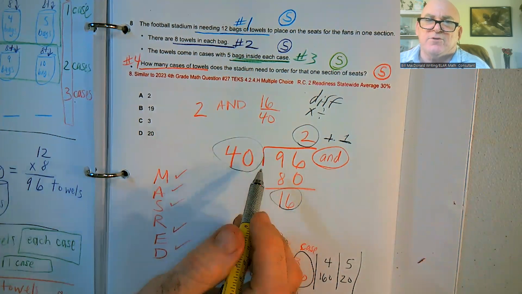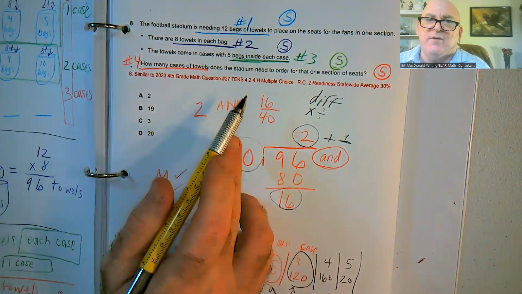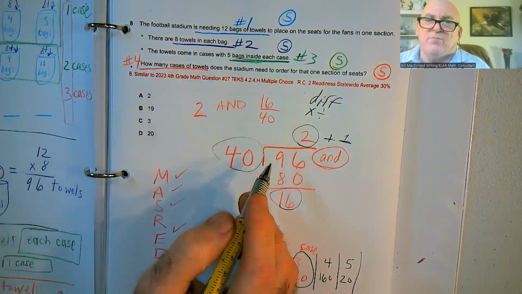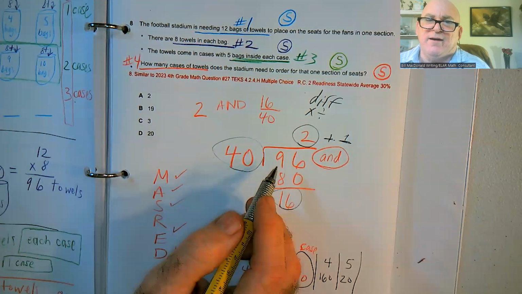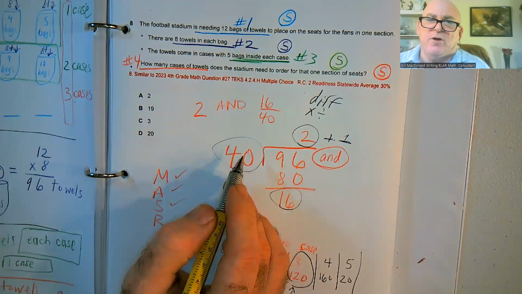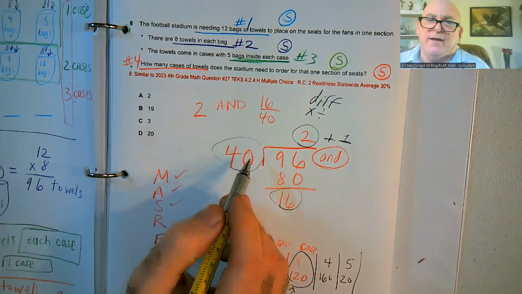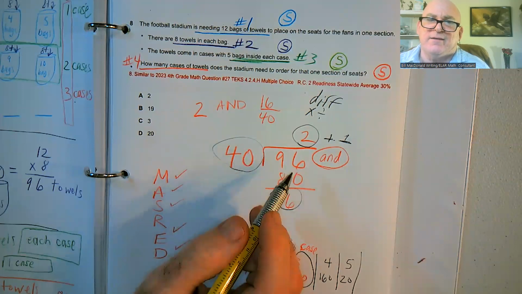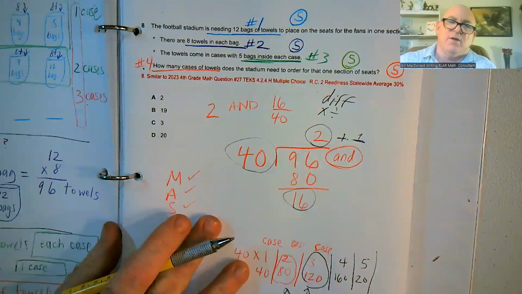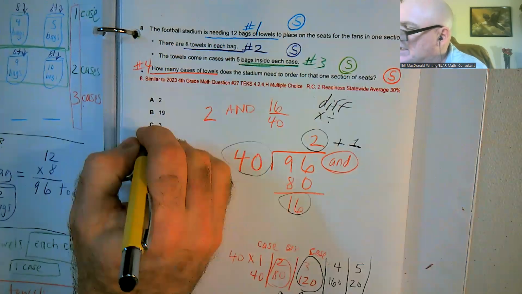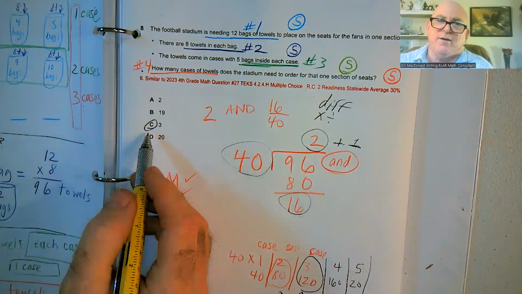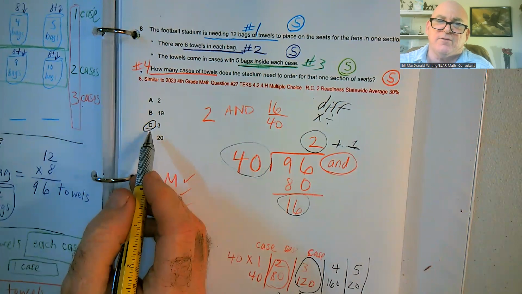I went ahead and was trying to divide 90 by 5 when you should be dividing the 90 by 40, because we're going by cases of 40 to get to the 96. Okay. So the answer in this case would be, I need 3 cases. I would need 3 cases.